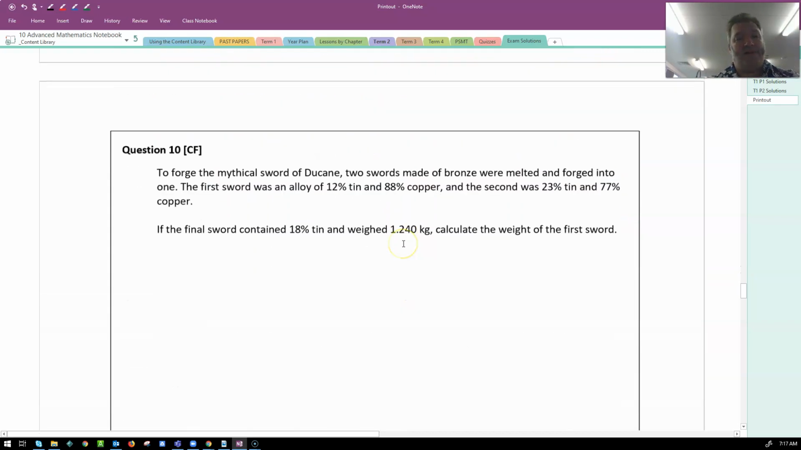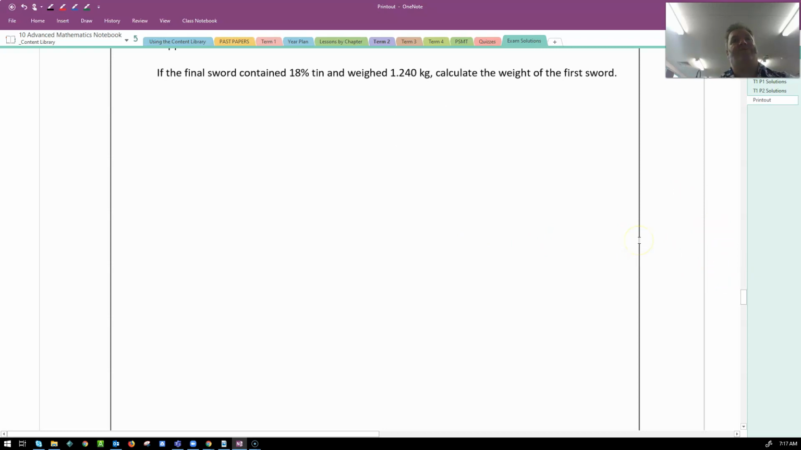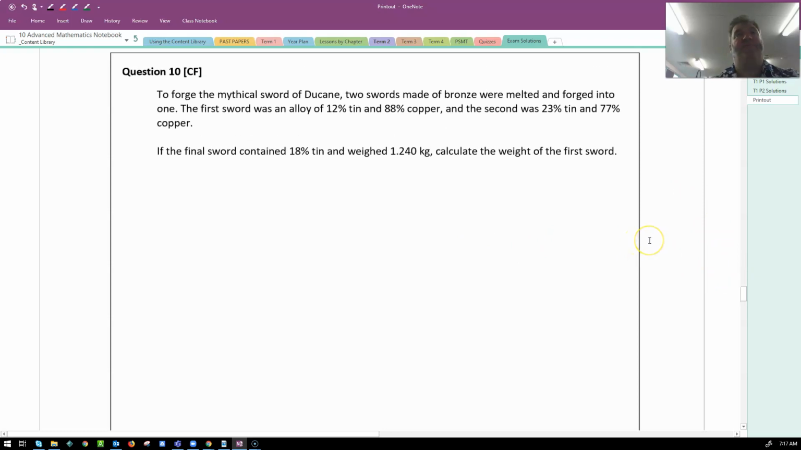All right. Getting towards the end, to forge the mythical sword of Duquesne. I don't know how many of you have ever watched Community, but if you have, I hope you got the reference there. If not, and you're bored over the next 6 months, maybe that'll be something you can have a look at.